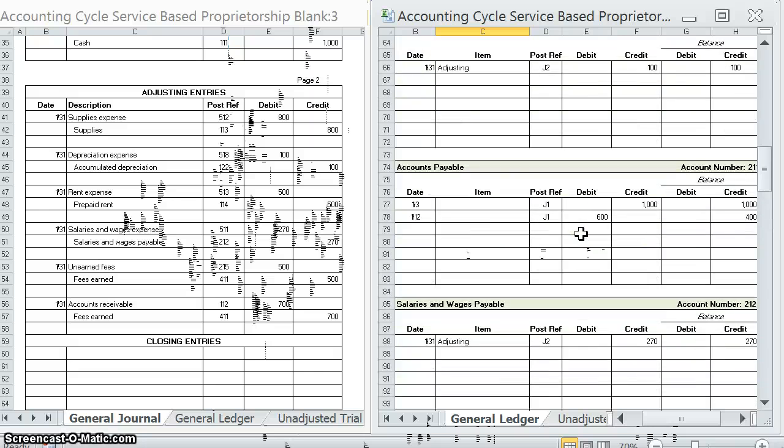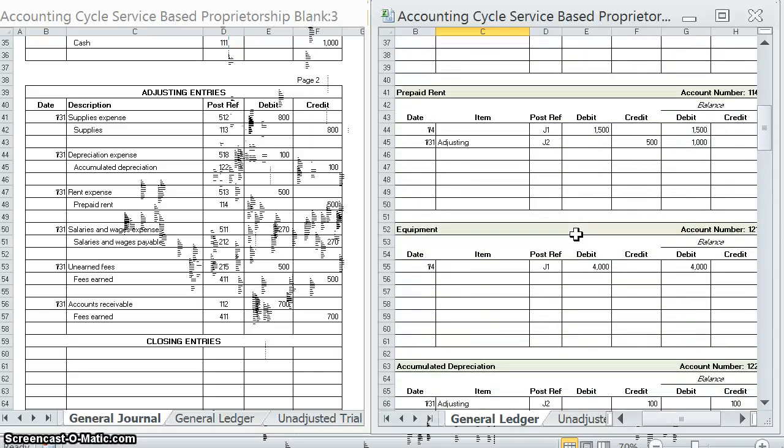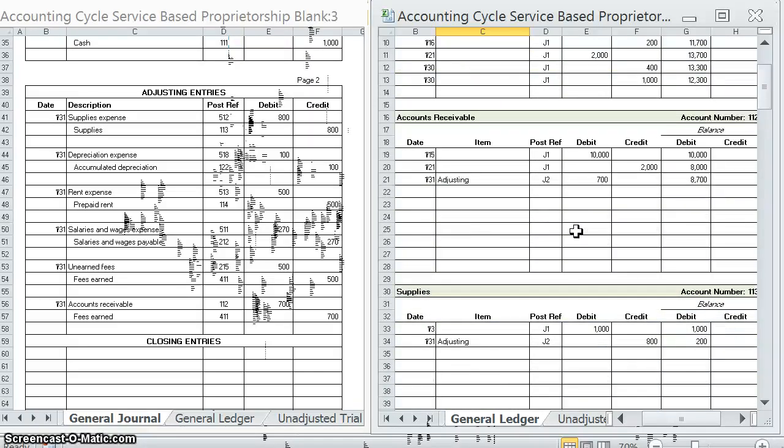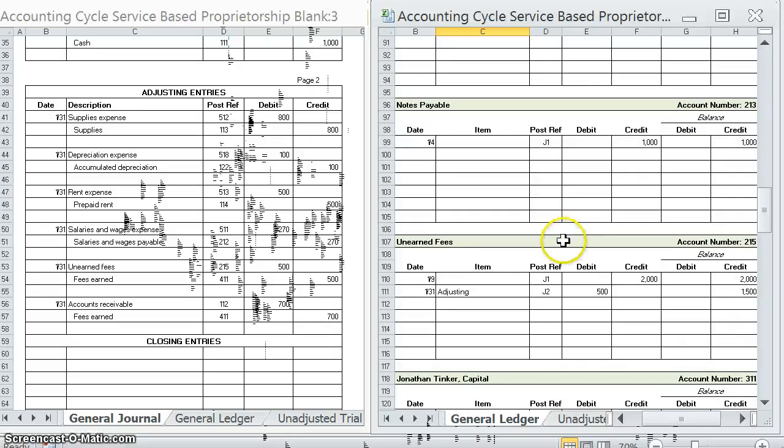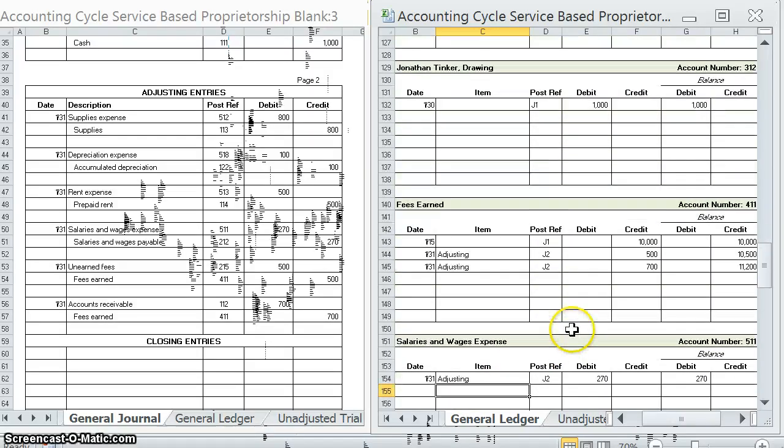have some changes to the ending balances in each of these accounts. So that means that our next step is going to involve updating our trial balance via an adjusted trial balance. So we'll go ahead and do that in the next video.